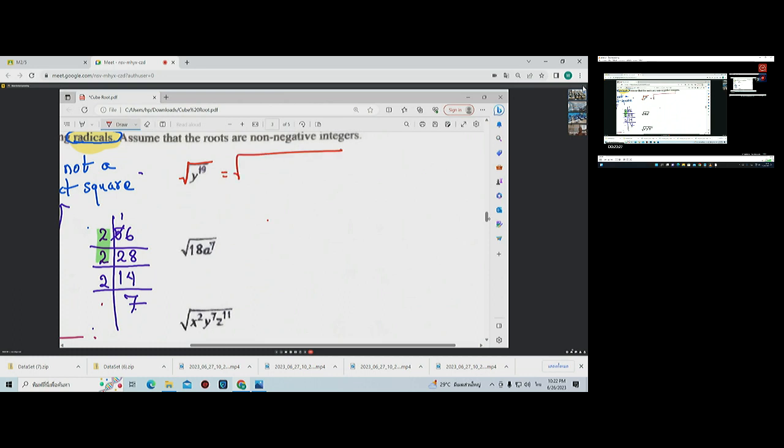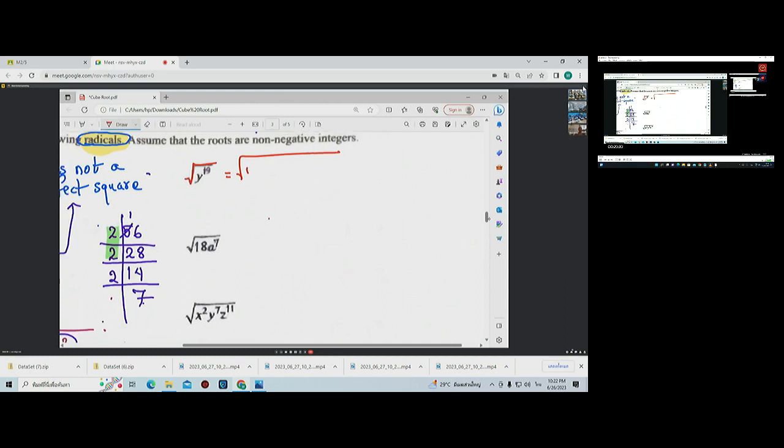Okay. So look at here. Y power how many? What is this power? 19. So y square times. How many times? Many times. How many times? 9 or 10 times, right? We can do in another way also. I will show you another way.